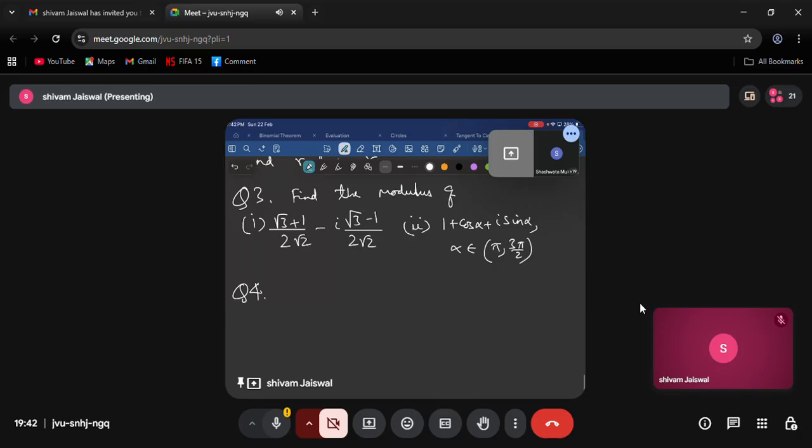Question number 4. Describe and sketch the locus mod of z minus z1 equal to mod of z minus z2. I need the full solution, means the diagram also. Sketch means you just draw. Don't color it. Only draw with pencil, no crayons or anything.